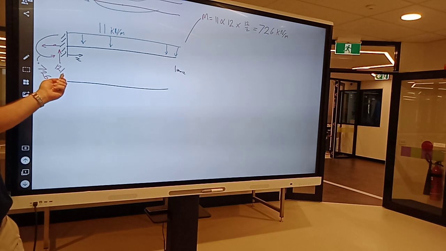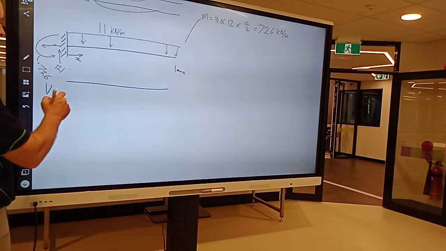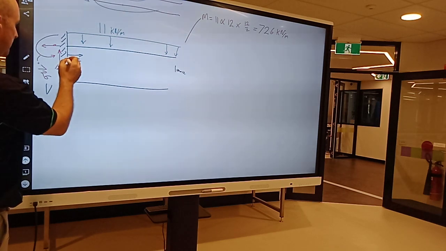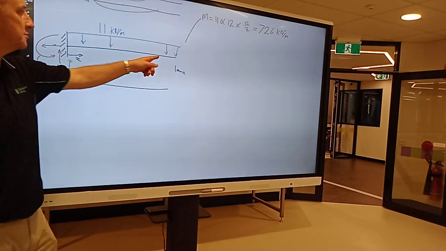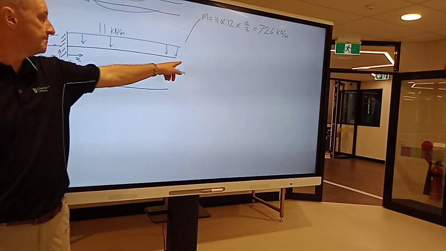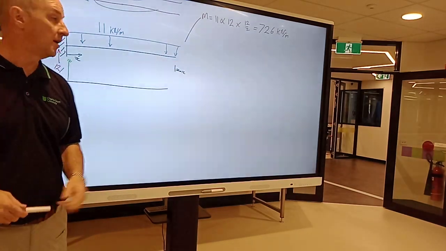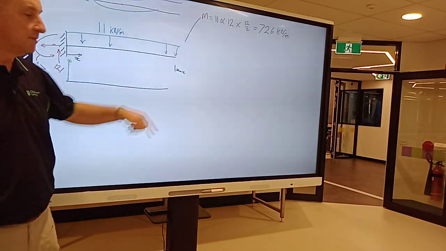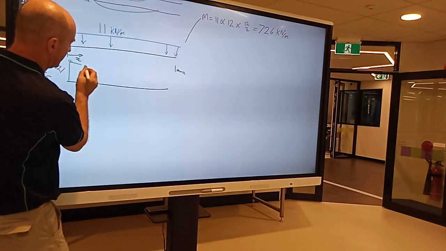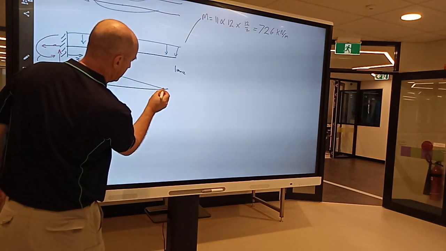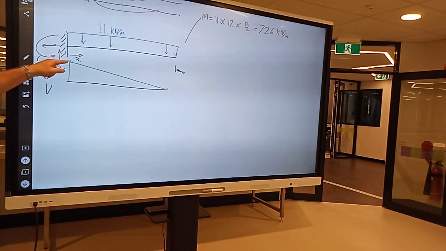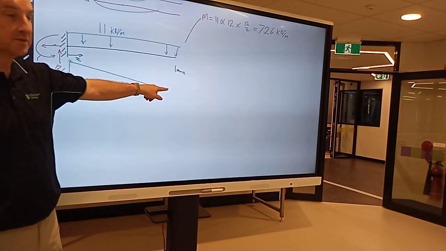Actually, it starts at what the reaction is. So it starts at 121. Okay. What's the shear force going to be at this end? 121. No, it's going to be 0 because there's no reaction at that end. So our shear force is in fact a straight line down like that. It goes from 121 directly down to 0.